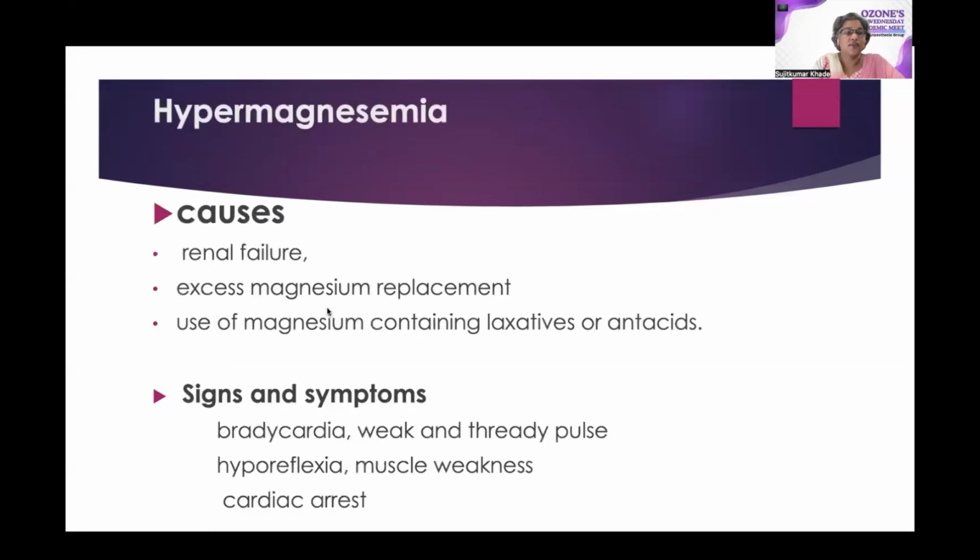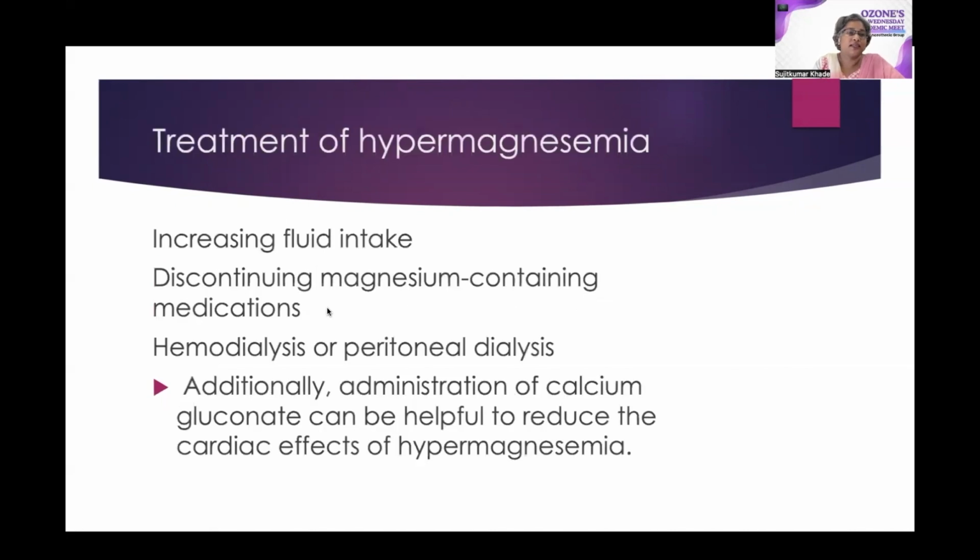Hypermagnesemia causes: renal failure, excess magnesium replacement, use of magnesium-containing laxatives and antacids. Signs and symptoms are bradycardia, weak and slow pulse, hyporeflexia, muscle weakness, and cardiac arrest. Treatment of hypermagnesemia: increasing the fluid intake, discontinuing the magnesium-containing medications, hemodialysis, or peritoneal dialysis. Additionally, calcium gluconate can be helpful to reduce the cardiac effect of hypermagnesemia.